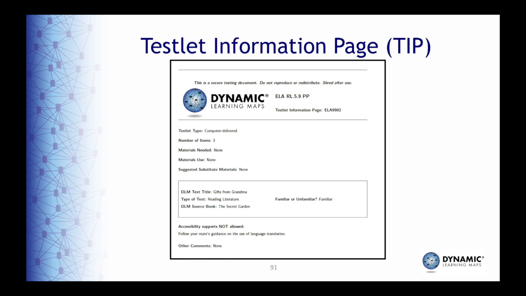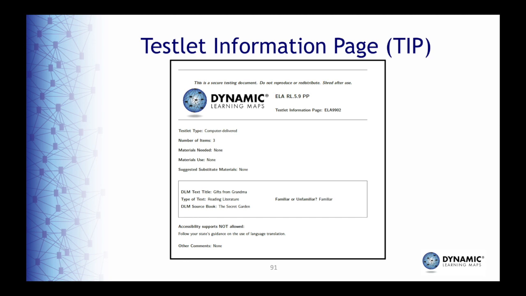However, no materials will be needed. The testlet information page also indicates the testlet will use the familiar text, Gifts from Grandma, which is a literary text based on the source book, The Secret Garden. Again, as a reminder, familiar texts are provided by grade under the Familiar Text heading on the Educator Resource page for English Language Arts of the DLM website, and are intended to be used in instruction so that if a student encounters a testlet that uses a familiar text, the text will indeed be familiar to the student.